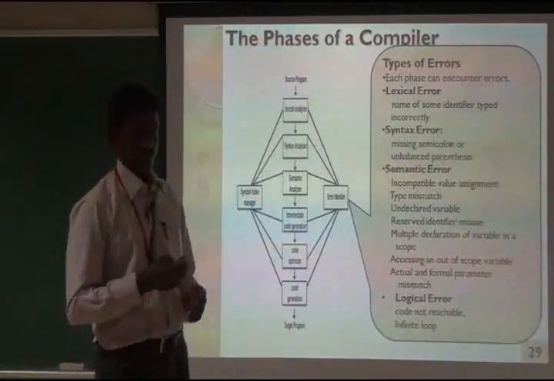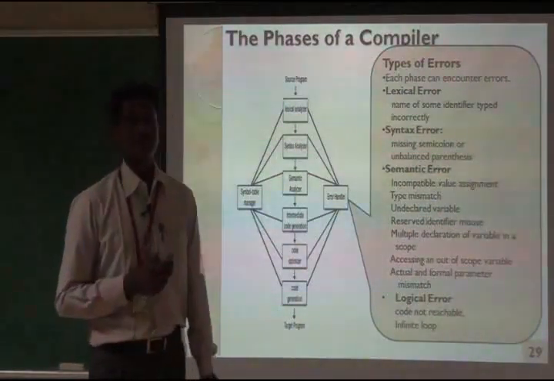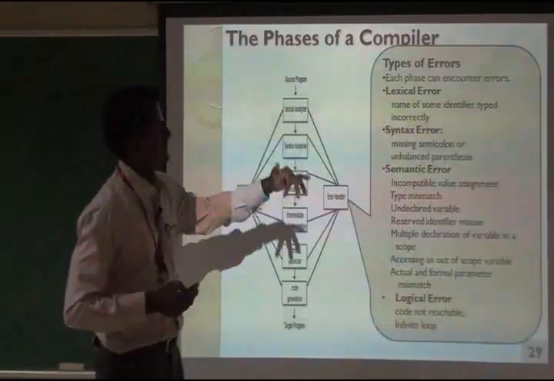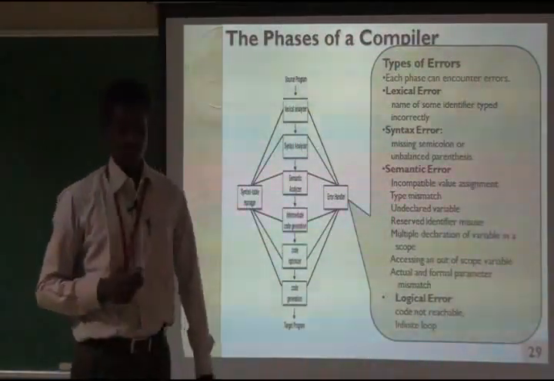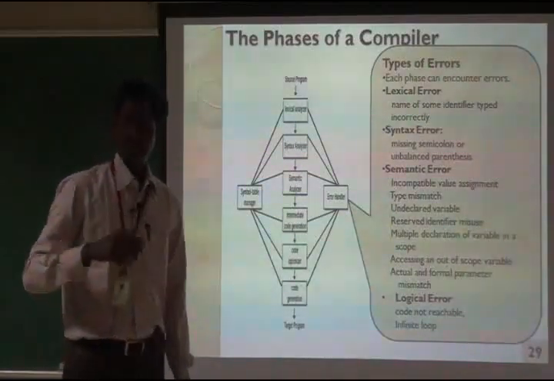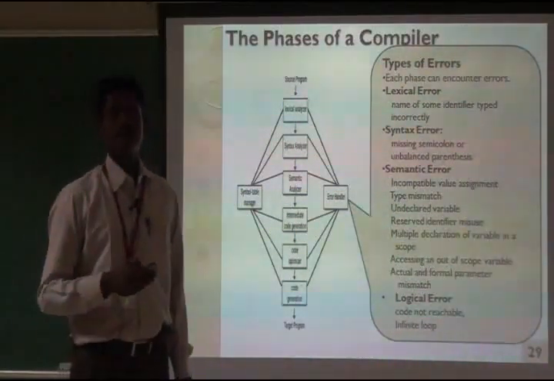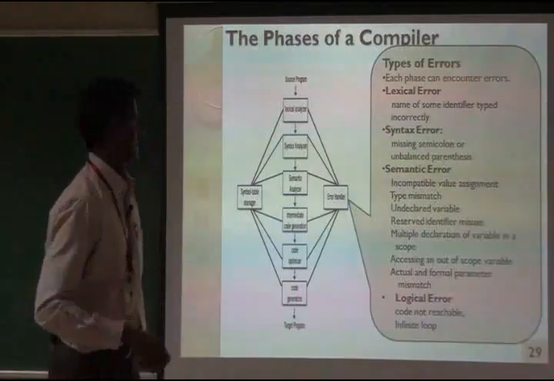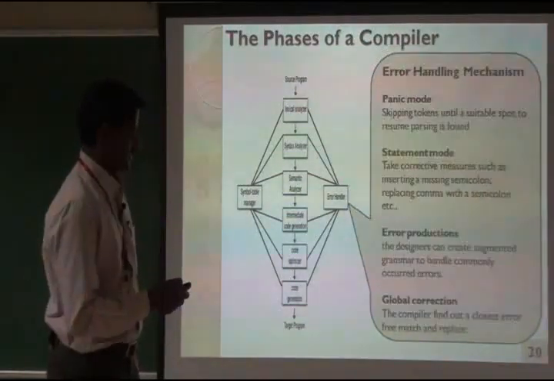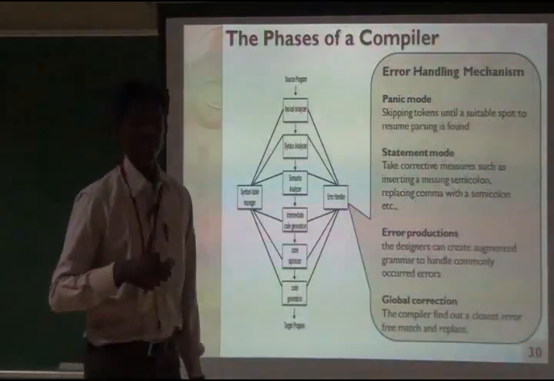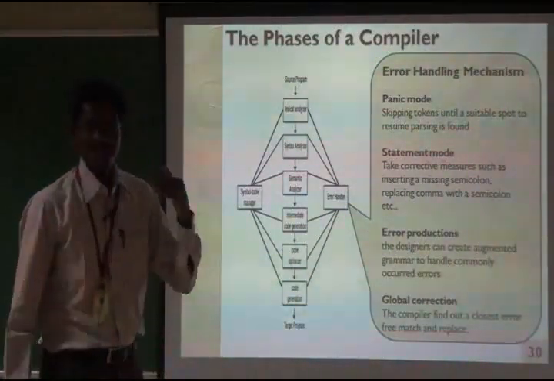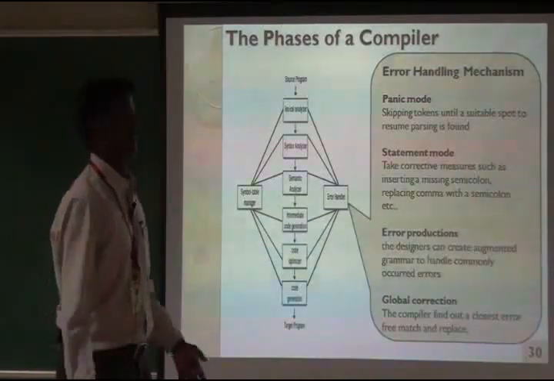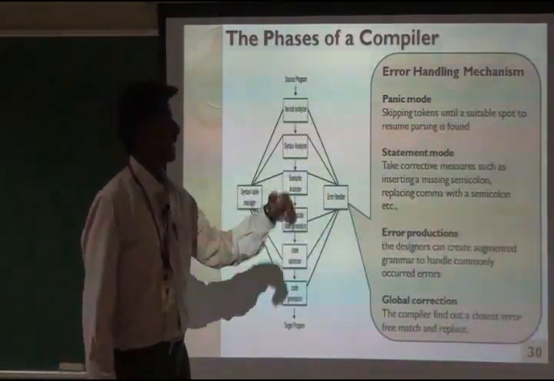So these types of errors are called logical errors. Anyway, all these errors are detected by the various phases of the compiler. Either it corrects the errors or it may report the errors. Okay, so here we have some error correcting mechanisms, right? All the phases detect the errors as well as go for some correction.